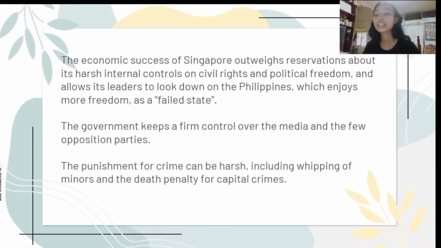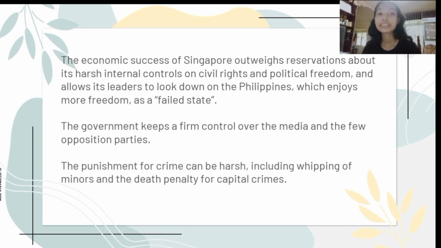The economic success of Singapore outweighs reservations about its harsh internal controls on civil rights and political freedom, and allows its leader to look down on the Philippines, which enjoys more freedom, as a failed state. The government keeps a firm control over the media and few opposition parties. The punishment for crime can be harsh, including whipping of minors and the death penalty for capital crimes.